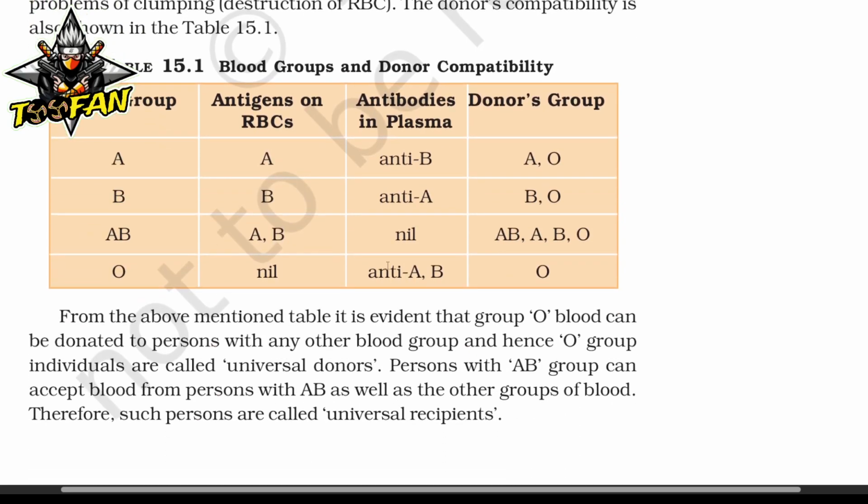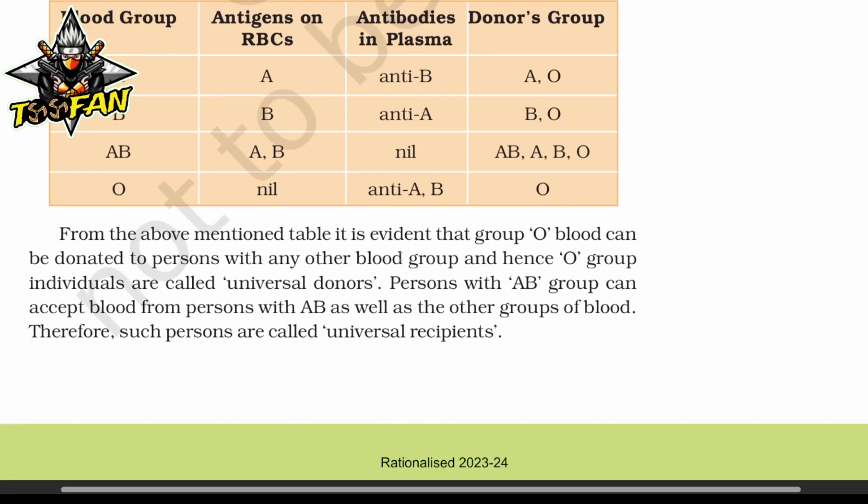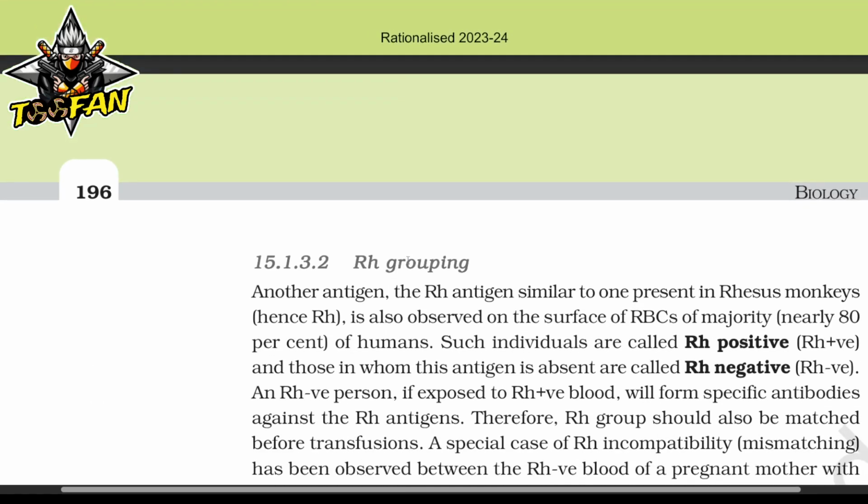Here is the table. From the above mentioned table, it is evident that group O blood can be donated to a person with any other blood group, and hence O individuals are called universal donors. A person with AB group can accept blood from persons with AB as well as other groups of blood. Therefore, such persons are called universal recipients.